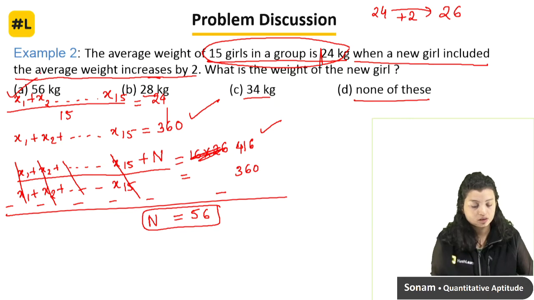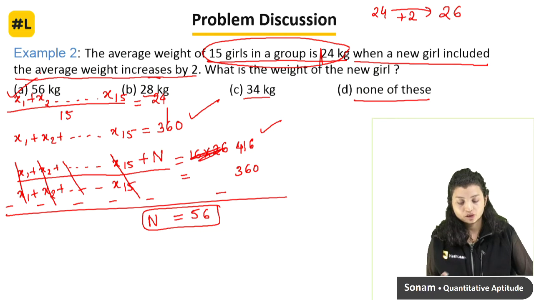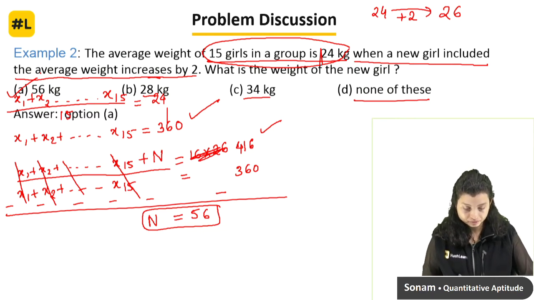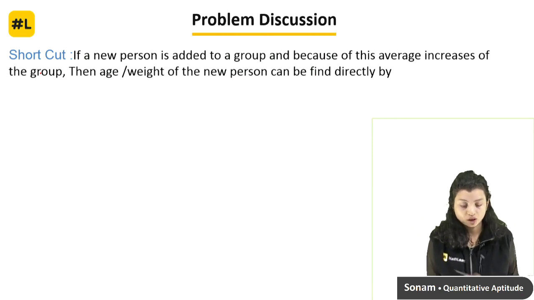So your correct answer option is, these are the options: 56, 28, 34 and none of these. So you can directly mark 56. But isn't it a lengthier way? You have to write the two equations and then do a lot of calculation over here. Let's look for a better way of solving this question. Okay, so this is the shortcut.